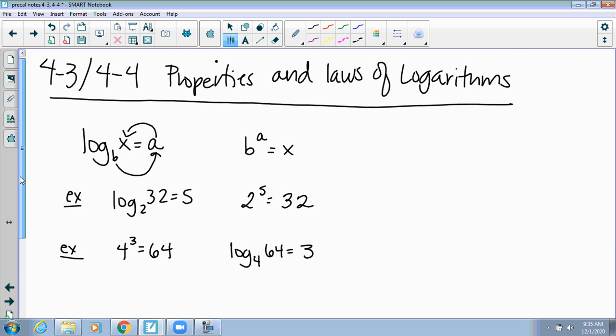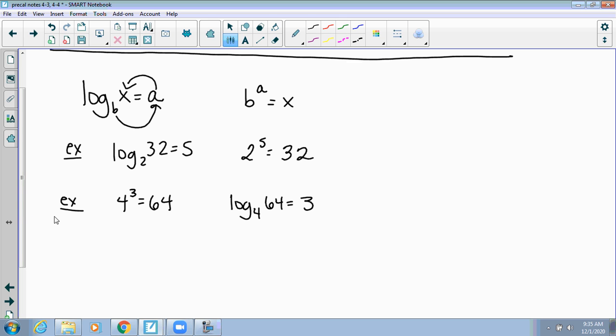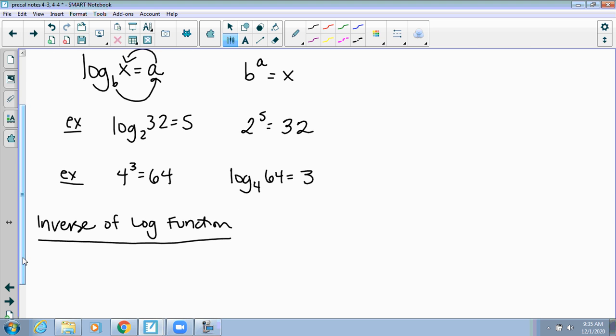Okay. All right. So the next thing that we are going to do is write the inverse of a logarithmic function. Logs and exponentials are inverses of one another, if you haven't noticed. But I'll show you exactly how to do it if you've got a log function and you want to write it as an exponent, or to write the inverse.